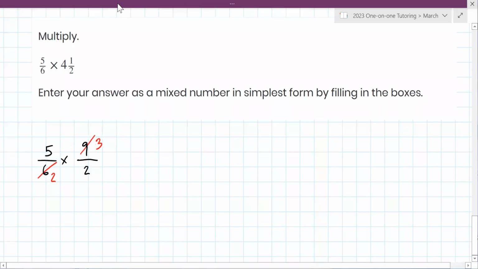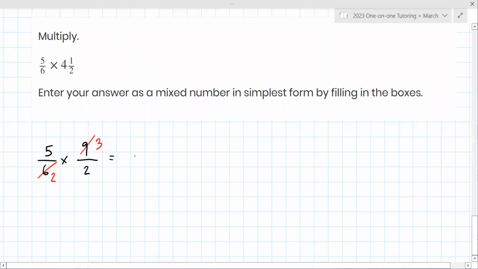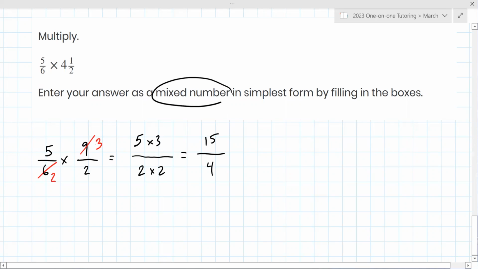Very good. So now you're going to multiply the tops and the bottoms. 5 times 3, 2 times 2. Can you tell me what the numerator becomes and the denominator? 15 over 4. Okay. Now we've got to convert this to a mixed number.